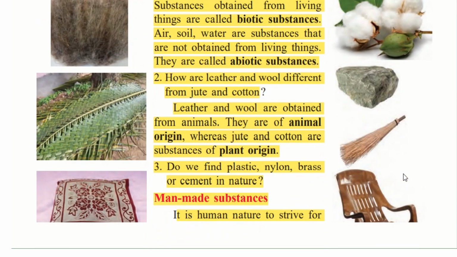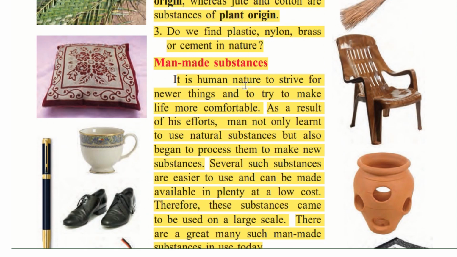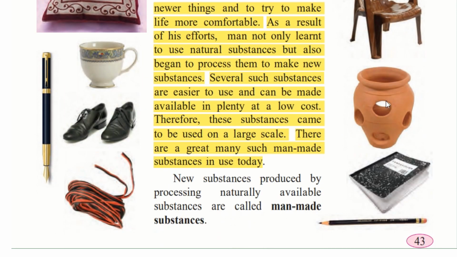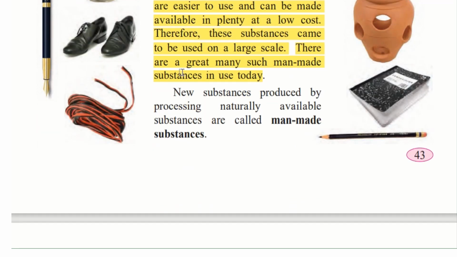Even if you look at some of these pictures over here, there is this pillow cover. This is this plastic chair. There is this pot over here. It must be used for some fire. Book, pencil, cable wires, shoes, pen. There is this cup to drink tea. So many things. New substances produced by processing naturally available substances are called man-made substances.